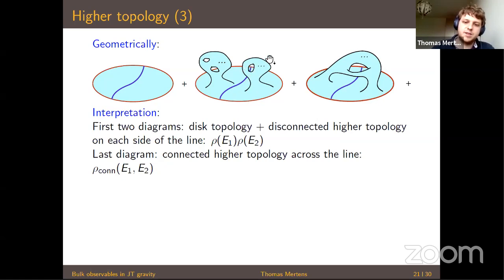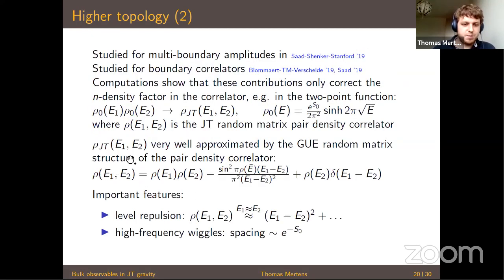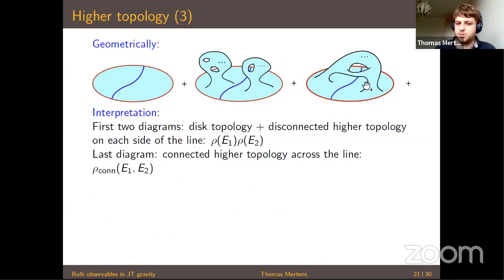And these higher genus contributions fall into different categories. The middle diagram consists of higher topology that is disconnected between the two sides of that blue line, while there is another class, of which this last diagram is a representative, where they are connected. So there's like a tube connecting both sides of that blue line. And these geometric structures match the structure we had on the previous slide: the pair density correlator had a disconnected piece and then a connected piece. So that structure is mirrored geometrically here.